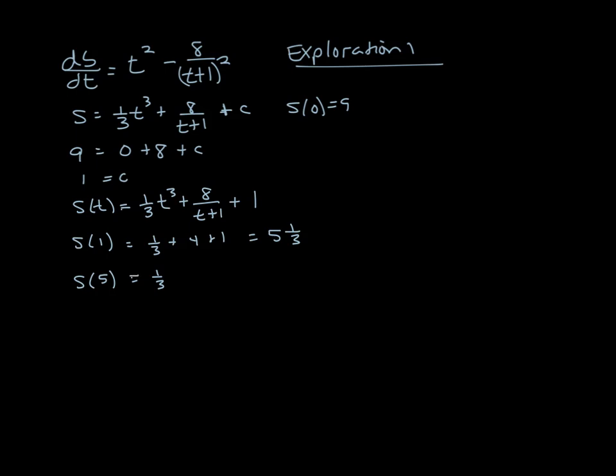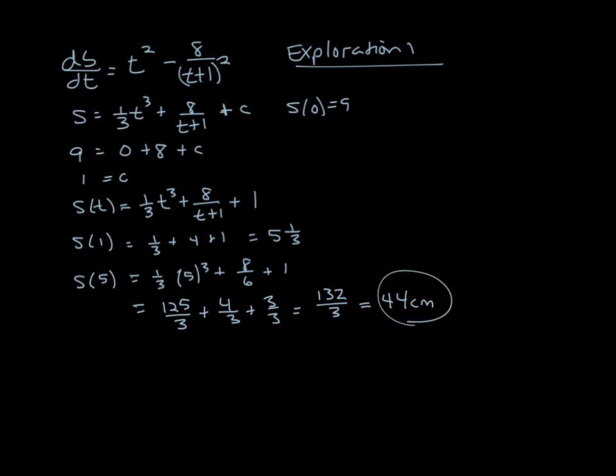If I want to find now s of 5, I just plug in a 5, and I get 1/3 times 5 cubed plus 8 over 6 plus 1. And this will equal 125 over 3 plus 4 over 3 plus 3 over 3, which equals 129 plus 3 is 132 over 3, and 132 over 3 is 44 centimeters, which is what we had said before in the previous problem. So this is a different way of looking at it.